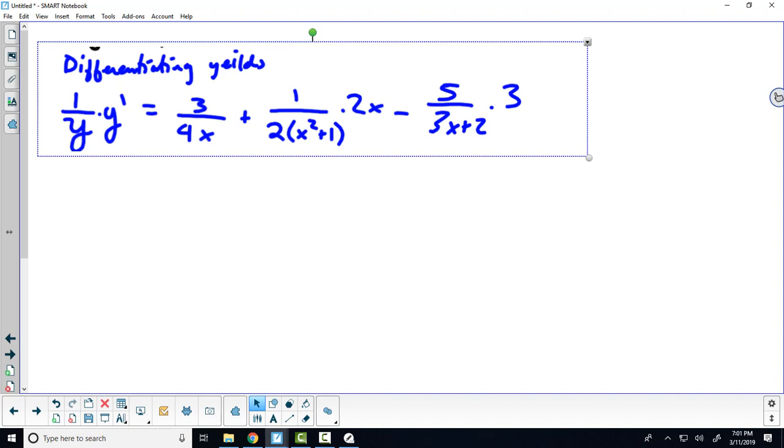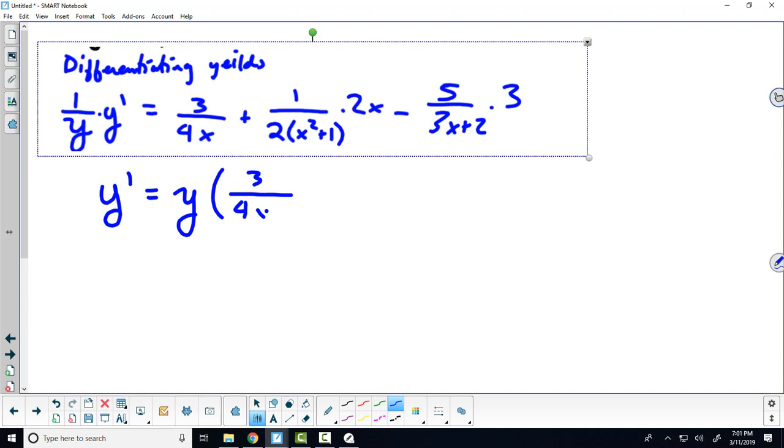No. Can't I just say that this is the derivative? No, because what do I have on the left-hand side? 1 over y. I've got a 1 over y times y prime. Okay? So, normally I would do this in one step, but I'd like to take 2 just to clarify. So we get y prime is equal to y times all of this, and let me clean it up just a little bit: 1 over 4x plus x over x squared plus 1 minus 15 over 3x plus 2. Any questions about what I did there?